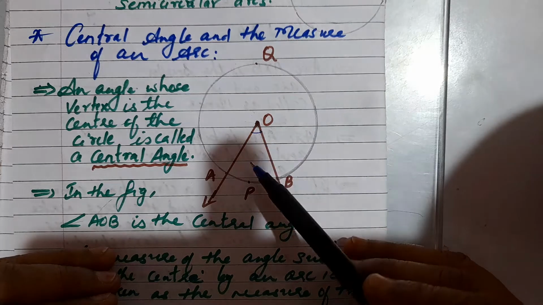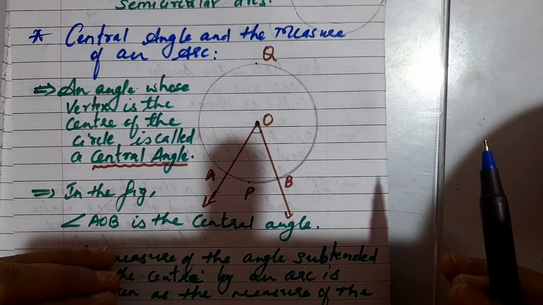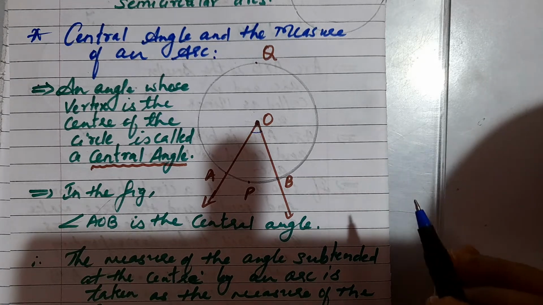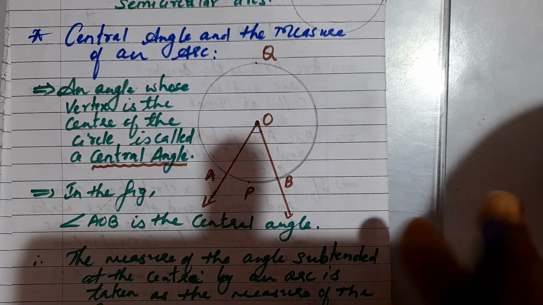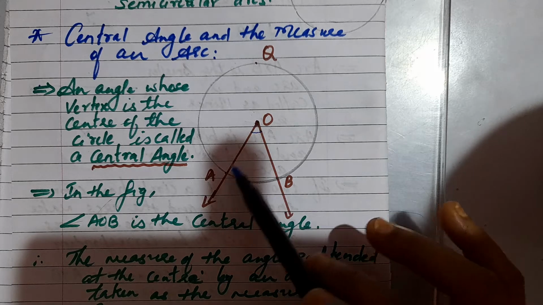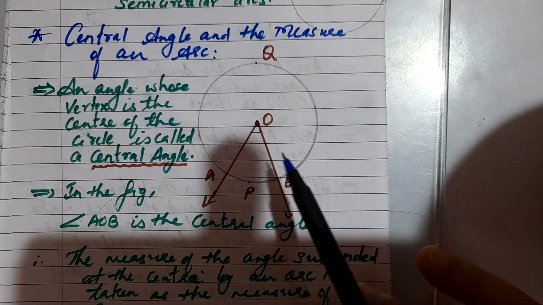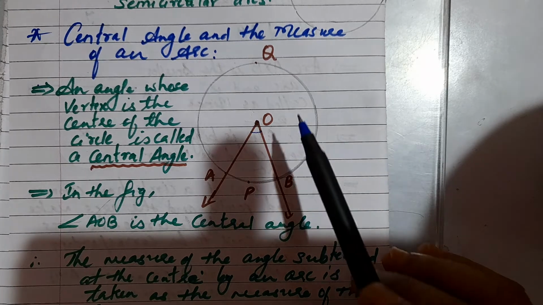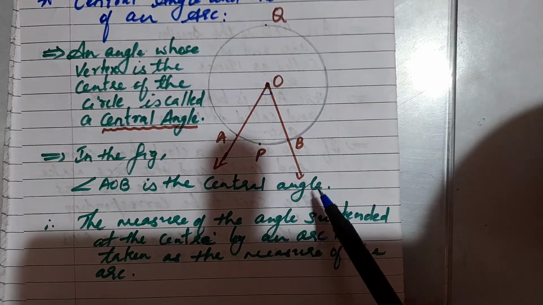So you have to remember that a central angle is an angle whose vertex is the center, or you can say the center is the vertex, both cases are the same. So it is called the central angle. So AOB is here the central angle, as O is the center of the circle and O is also the vertex of the angle. Now in this figure, children, angle AOB is the central angle.